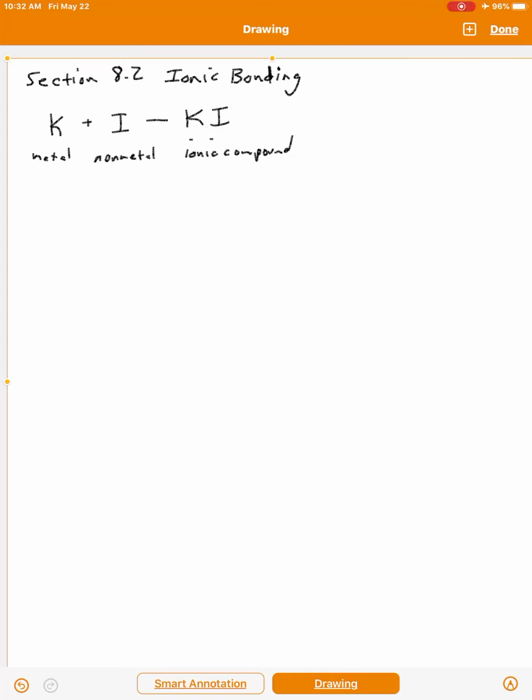But the question then is, how do we describe this in terms of our Lewis symbols? Potassium has the Lewis dot symbol, K with a dot, right? One valence electron. It's in group 1A, one valence electron. The iodine has a Lewis dot symbol, 1, 2, 3, 4, 5, 6, 7. It's in group 7A. So the question then is, what's going on in terms of the product, in terms of Lewis dot symbols?